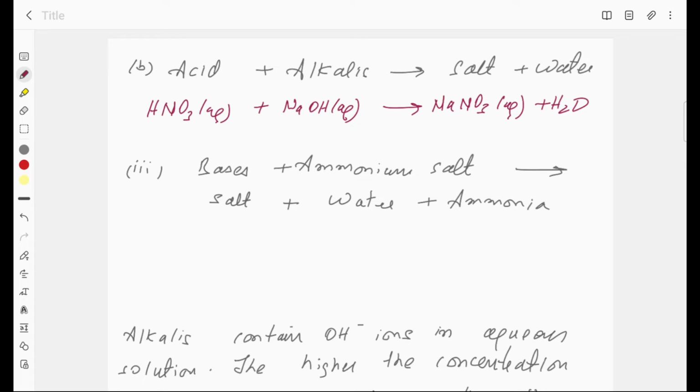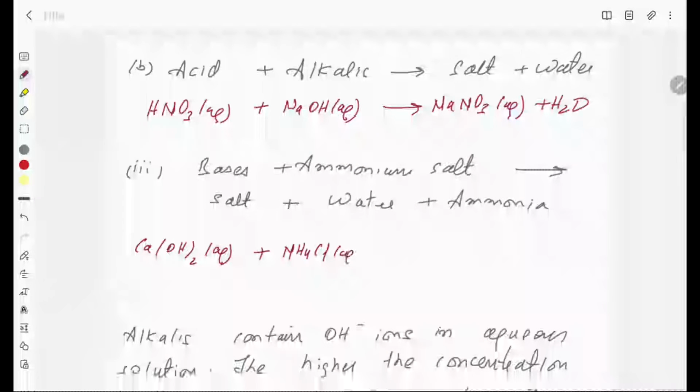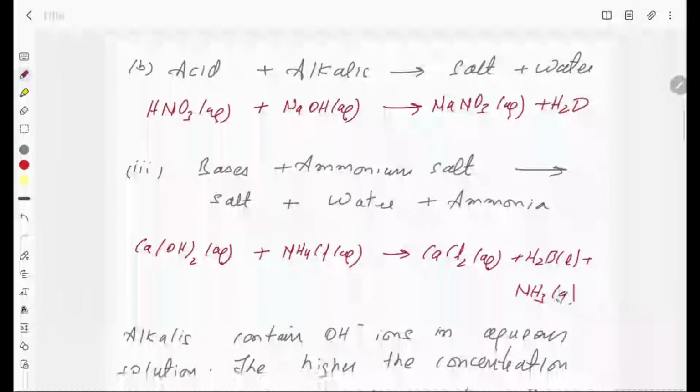Bases react with ammonium salts to give you salt, water and ammonia gas. I can take one example of a base like calcium hydroxide aqueous, reacting with an ammonium salt like ammonium chloride to give you calcium chloride salt plus water plus ammonia gas. This ammonia gas can be identified using a moist litmus paper. Ammonia is an alkaline gas. It will turn red litmus blue.